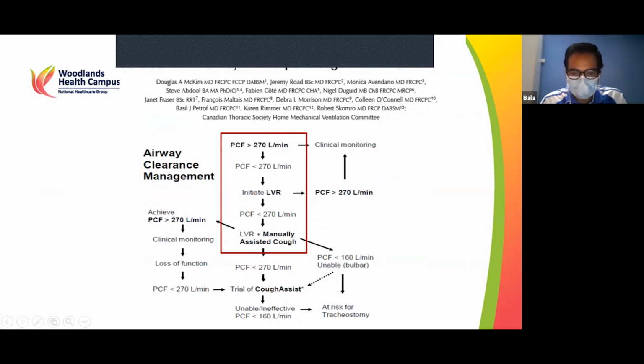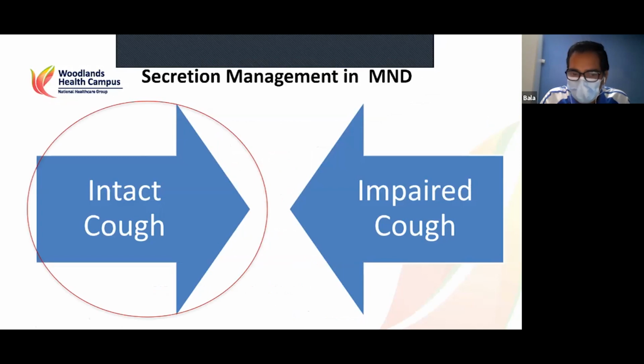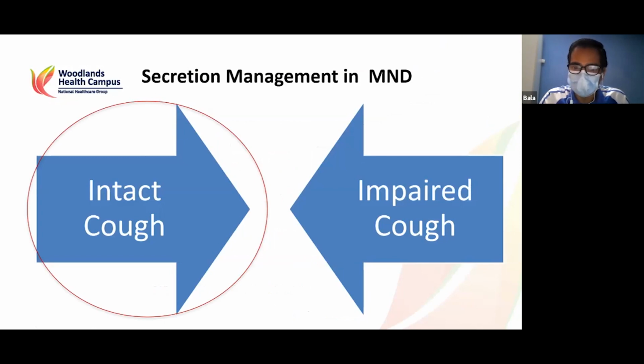So I'm just going to start from where I left. So we were measuring the PCF, and then we had some understanding. Based on the PCF, we will decide whether to do an intervention which is needing advanced cough technique or just continue with the normal technique. So let us focus on the first part. When the PCF is a little bit normal, the cough is intact, and the patient is managing his own secretions. What can we do for these patients?